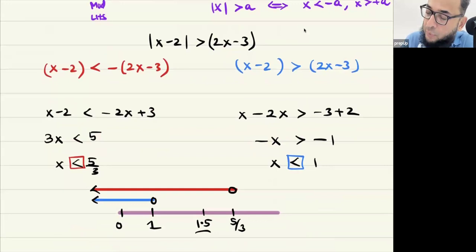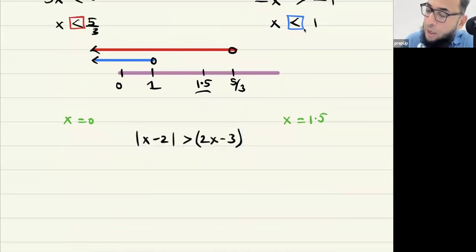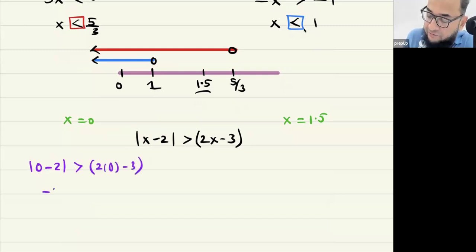Original inequality is right over here. Let me copy this down and let me paste it. So I have pasted it over here. Now when I choose x is equals to 0, what happens? |0 minus 2|, is it greater than 2 into 0 minus 3? So this is |negative 2| is greater than minus 3. This is 2 is greater than minus 3. This is true. Yes, it's correct.